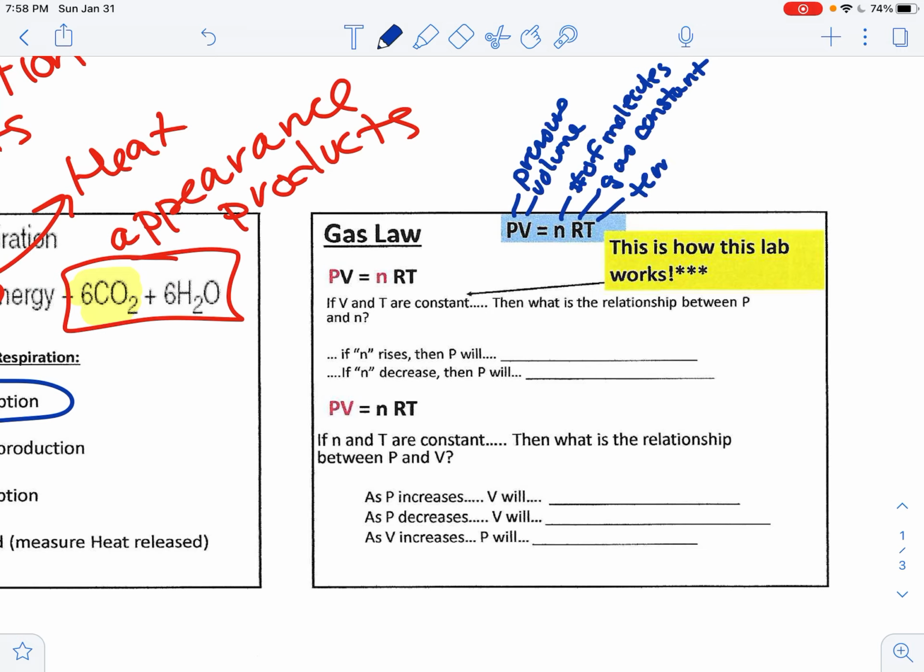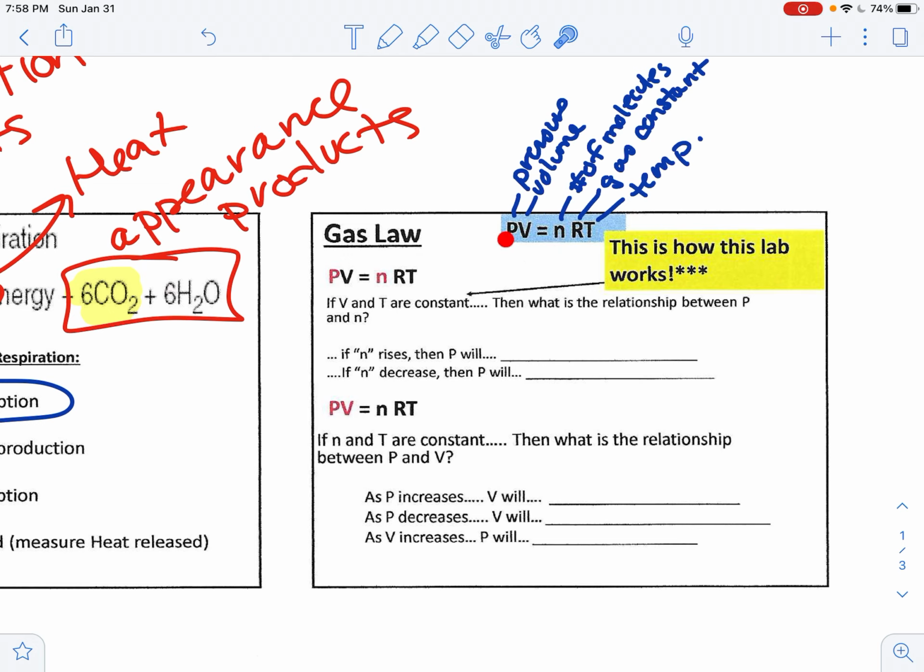And T is temperature. I don't want to get too into the chemistry of it, but if you remember, in any equation, anything that is on opposite sides of an equation is going to have a direct relationship.